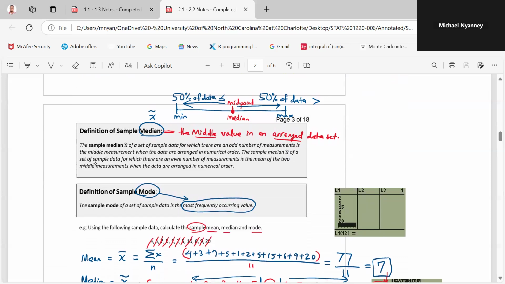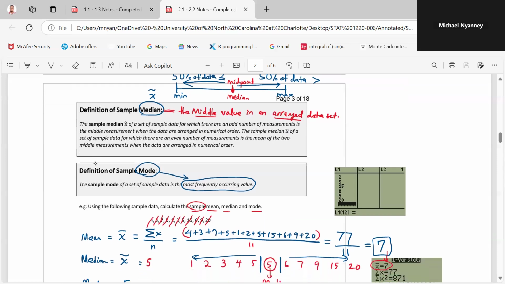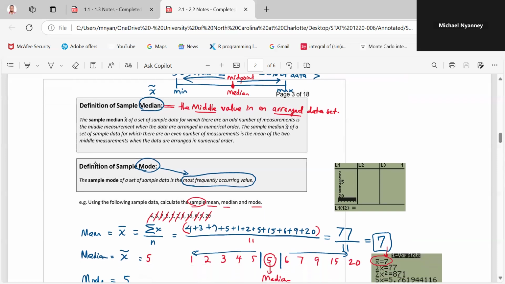So before you calculate the median of your data, the first thing to do is rearrange your data from smallest to highest. Then determine the middle part of your data. Where can you find the middle part of your data?